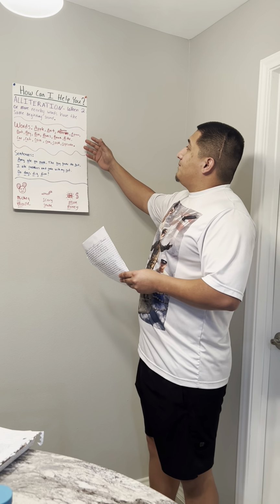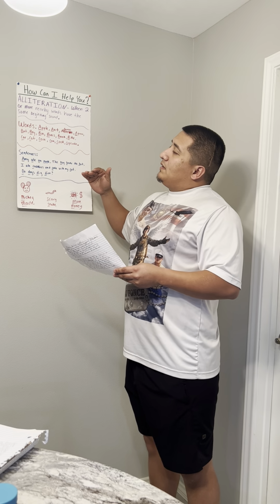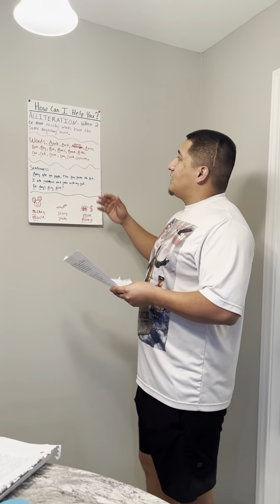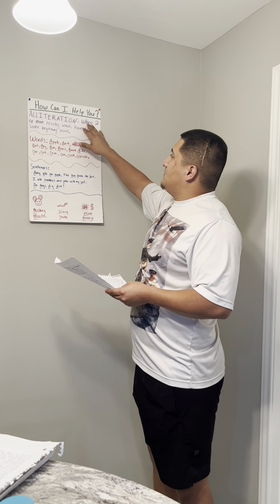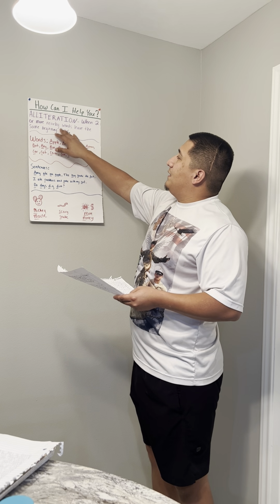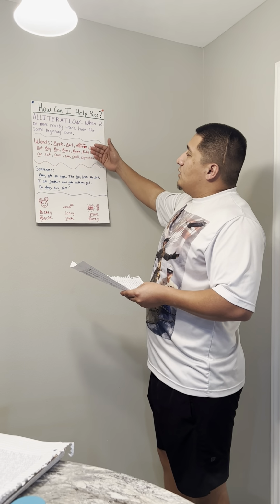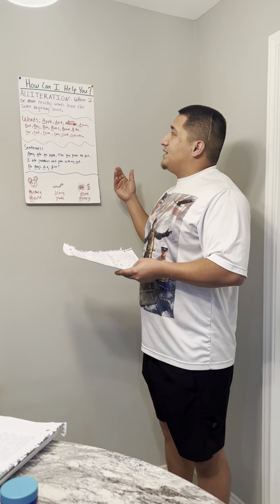For my actual mini lesson, I would go ahead and explain the anchor chart if you see up here, and it's called "How Can I Help You?" So if the students had just a basic understanding or little understanding about alliteration, they can go ahead and read the anchor chart. Right here is the definition, which is when two or more nearby words have the same beginning sound, and that will help them understand a little bit more what alliteration is.